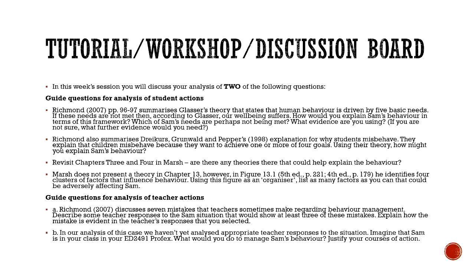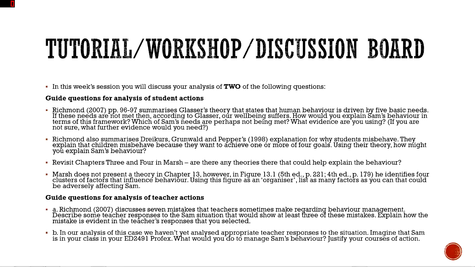You could also look at where Marsh does not present a theory in chapter 13. However, he identifies 4 classes of factors that influence behaviour. Using this figure as an organiser, list as many factors as you can that could be adversely affecting Sam.